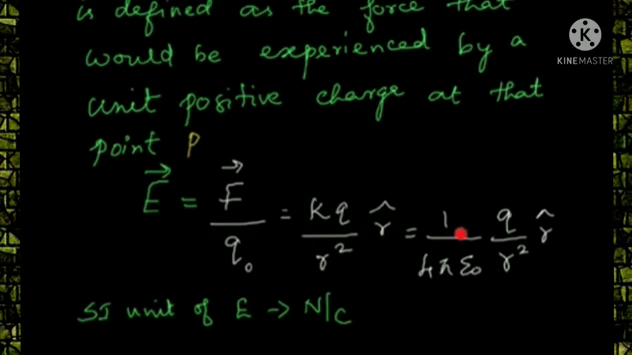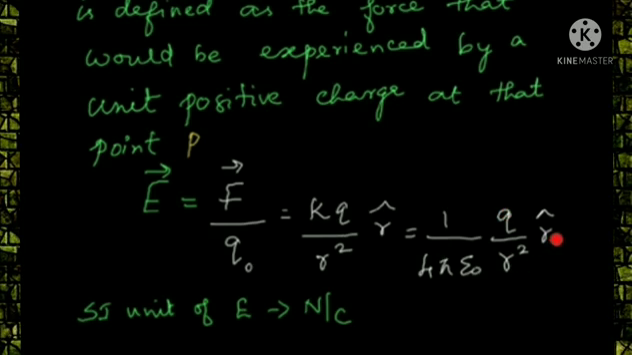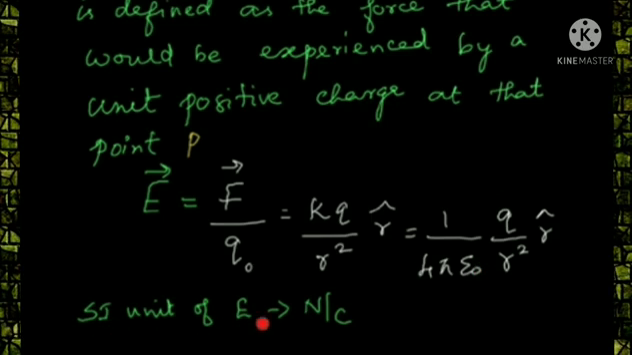Further, I'm going to write it as 1 by 4 pi epsilon naught. K is a constant, it has a value 1 by 4 pi epsilon naught into Q upon R square into R cap. So this is the expression for finding the electric field at a point P due to a point charge. And the SI unit of electric field is Newton per Coulomb.